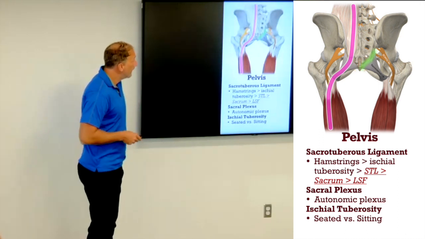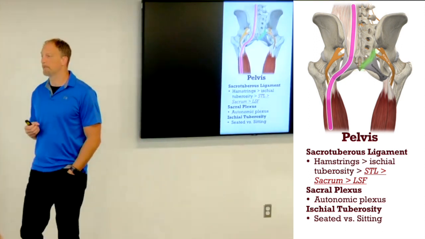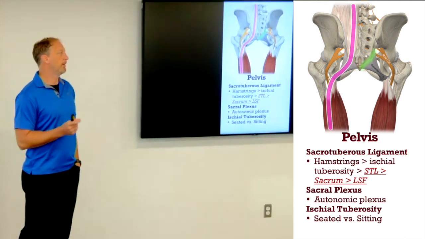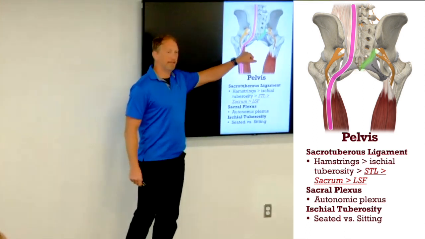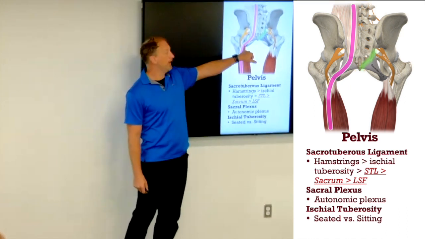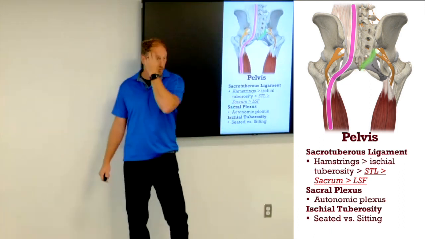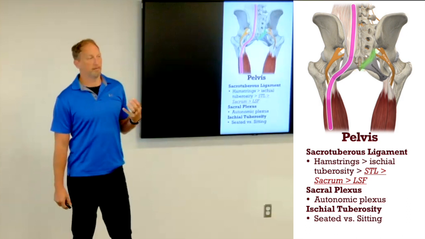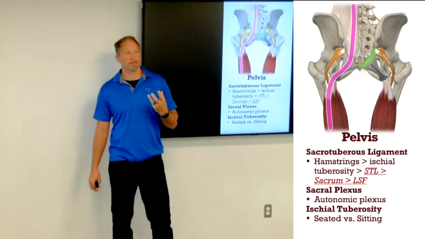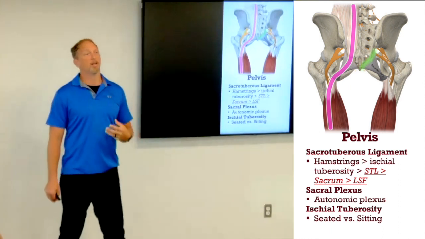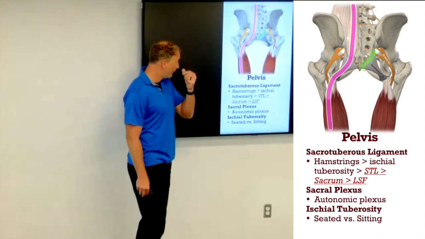Pelvis. Sacrotuberous ligament. Without this ligament, this fascial line would end at the ischial tuberosity because there's no muscular connection from the hamstrings into the next muscle group, the erectors. Again, it's important to consider these other non-muscular structures that also contribute to this line from a force transmission standpoint, but also from a sensory input standpoint as well.